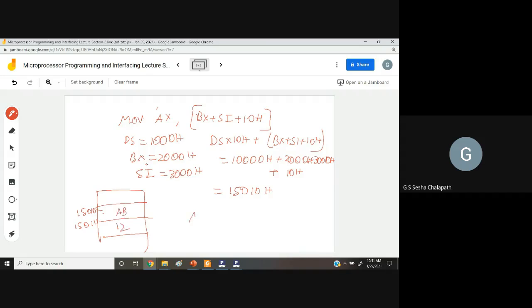Okay, and the AX value will now become 12ABH. Okay, base relative plus index. Relative to the base I am adding 10, and to that I am adding the index, so this will become base relative plus index addressing mode.